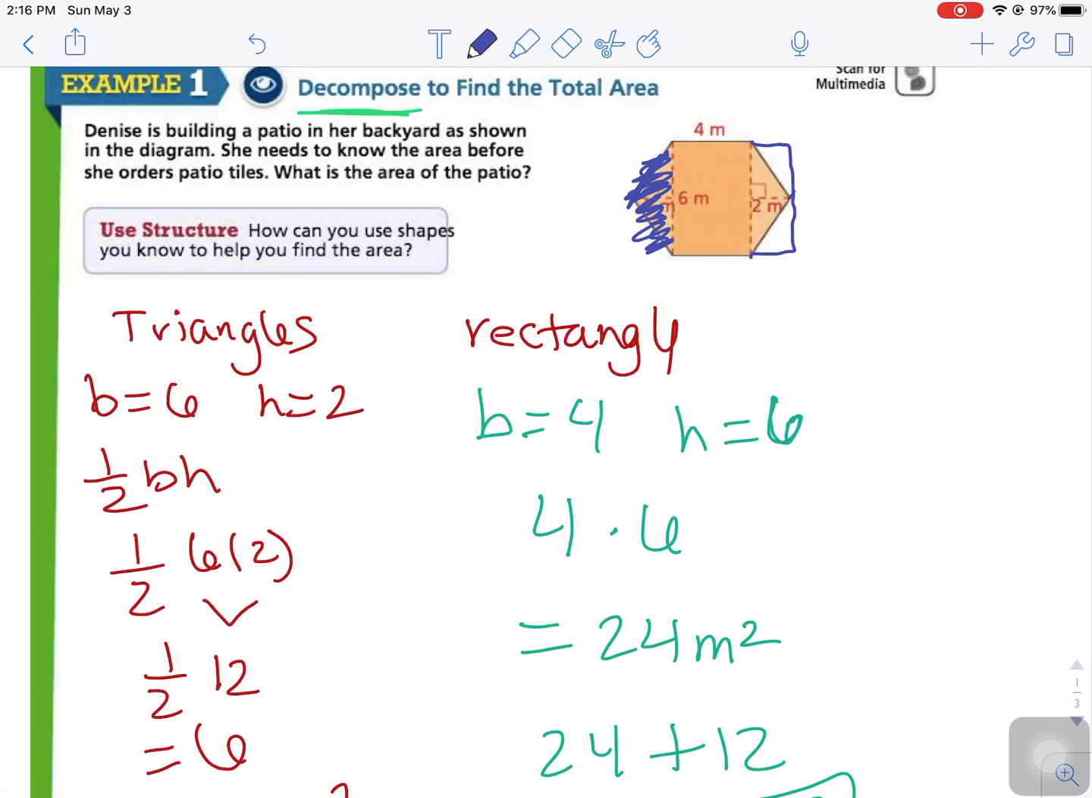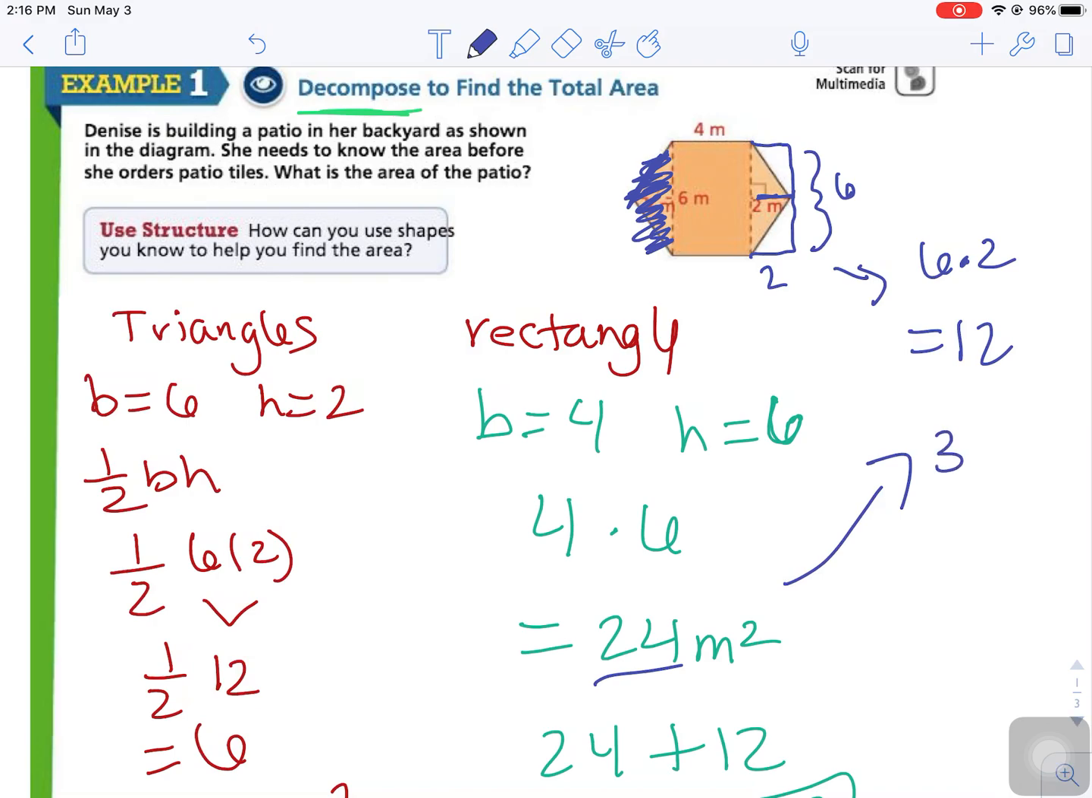So my base is still the same. This entire base here is still going to be 6. And my height, or my width, is still the same. It's going to be 2. So now I just have to deal with 2 rectangles. So this rectangle is still the same. We know that's still 24. But now this rectangle is going to be 6 times 2, which is 12. And again, if I combine these together, it's still the same thing. I'm still going to get 36 meters squared. So that's just a second way you could view this.